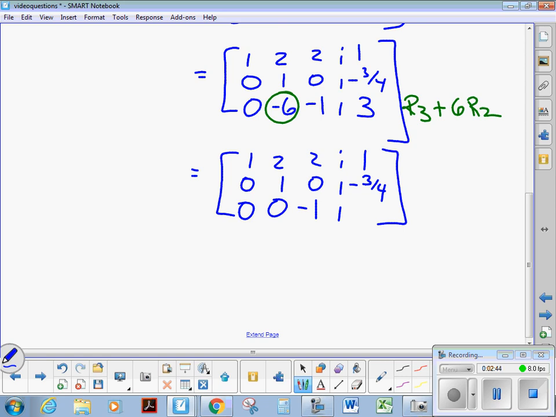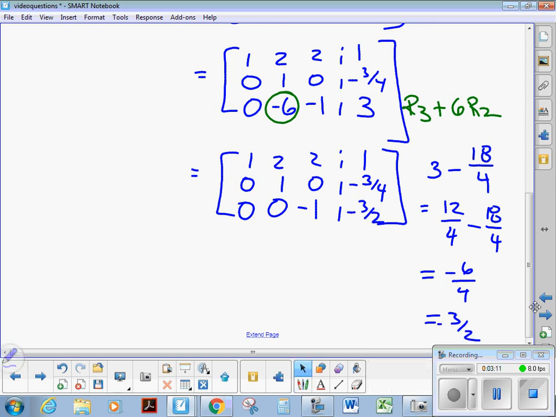Now 3 plus, so I'm going to do the rough work to the side. 3 plus, actually that'll be a subtraction. 6 times 3 is 18, so minus 18 over 4. So I'm going to have 12 over 4 minus 18 over 4. So that gives me what? Negative 6 over 4 or negative 3/2. So negative 3/2. So therefore, I can jump out now, and I'm going to switch the signs because I'm going to multiply by negative 1. So that tells me that z equals 3/2.